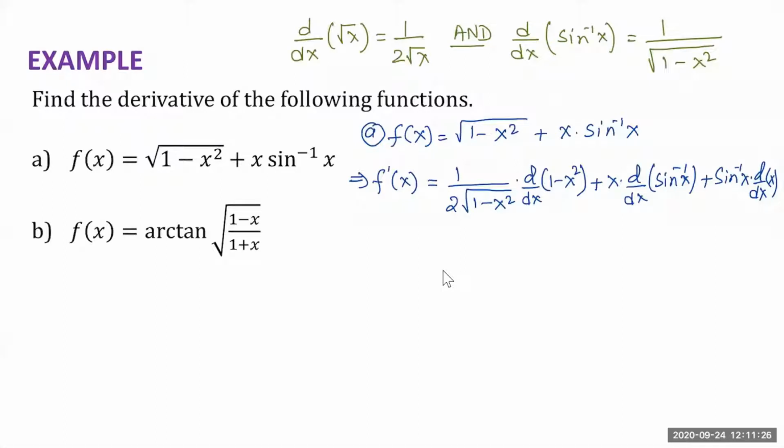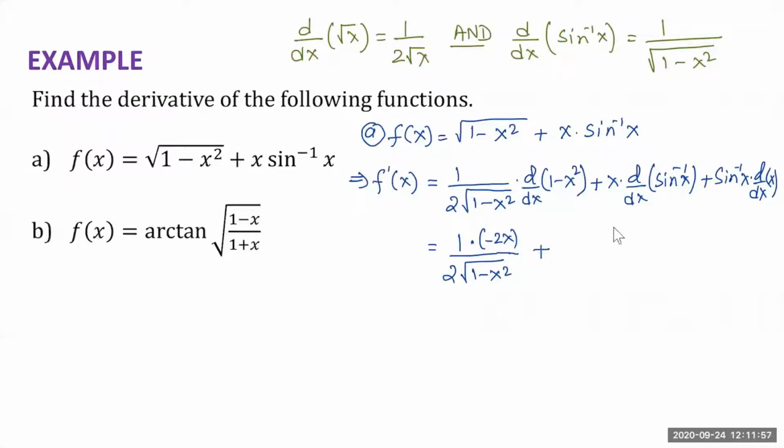So this is equal to, the first one is 1 over 2 times the square root of 1 minus x squared. And we are multiplying this by the derivative of this one. Derivative of 1 is 0. And then we have a minus. And derivative of x squared, if you use the power rule, 2 will come down and reduce the power by 1. So that becomes negative 2x. So we are multiplying that by negative 2x. That is the first one.